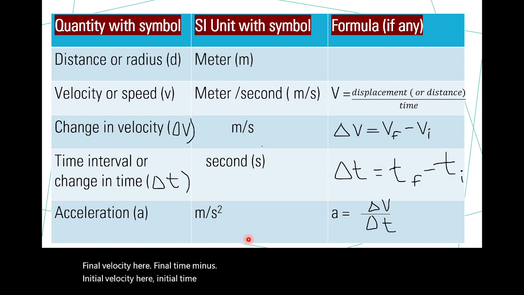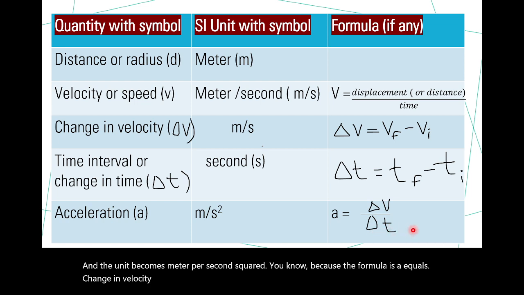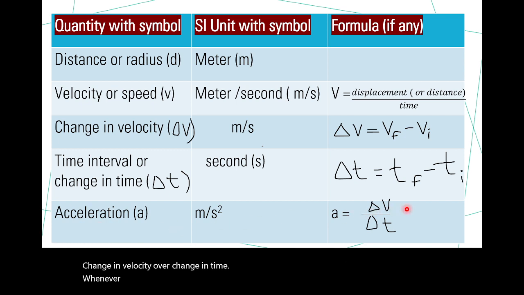Now next comes acceleration. Acceleration is simply denoted by A, and the unit is meter per second squared, because the formula is A equals change in velocity over change in time. Whenever we talk about acceleration, we talk about change in velocity. Accelerate means change in velocity, change in speed.